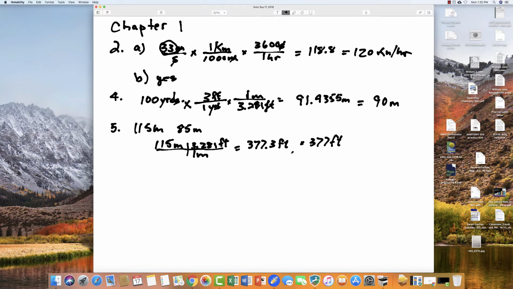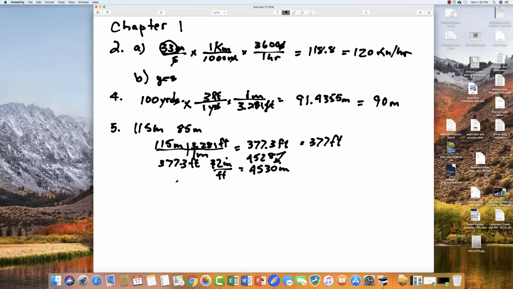Now, if you wanted to look at this in terms of inches, you could take this same 377.3 feet and multiply that by 12 inches per foot, and that would give you 4,530 inches. Actually, the calculator says 4,528, and we changed that to three significant figures, so it's 4,530 inches.